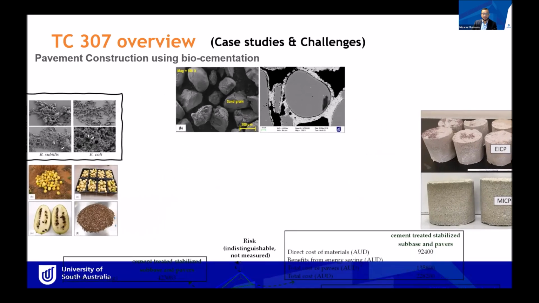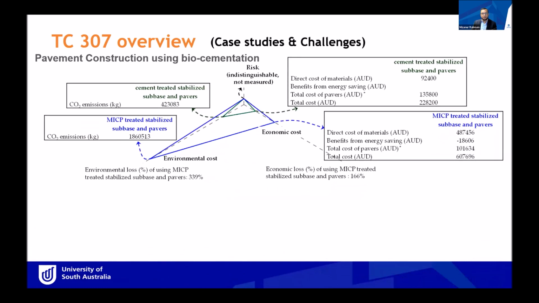So I did a little calculation on sustainability. Over here, we look at a case study: a 7-meter wide road, 1 kilometer long, designed for 6 million traffic loading.